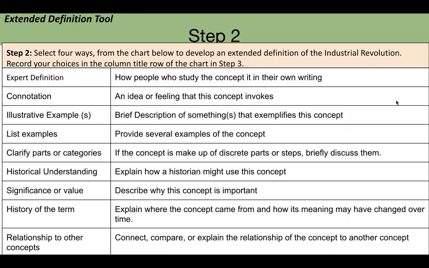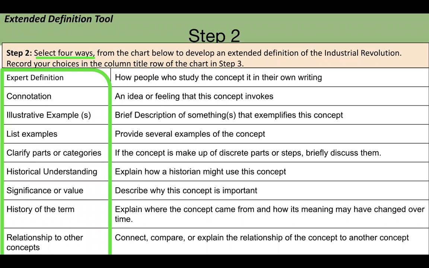And I had mentioned in the previous video that we're going to look for 4 ways from a chart, and this is our chart here, that will help us further extend our definition. There are several ways that we could think of. You can look at an expert definition to see how historians or experts who study this write about this topic. We could look for connotation. How does this topic make us feel? What is the idea that comes to mind when you hear about this topic?